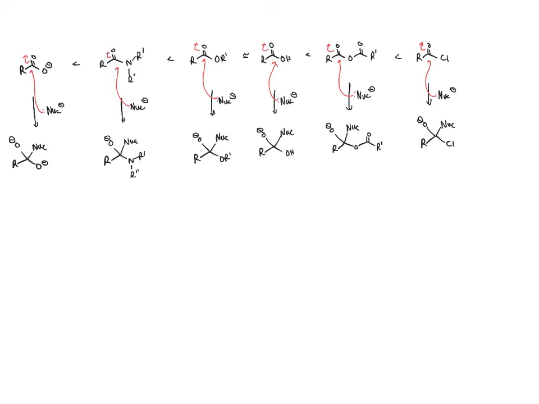Now the next stage of the reaction is loss of the leaving group. So let's lose the leaving group in each case. Okay, so what would the leaving group be here? If we lost this leaving group, we would have regeneration of the carbonyl. So let me just draw that out in each of these cases.